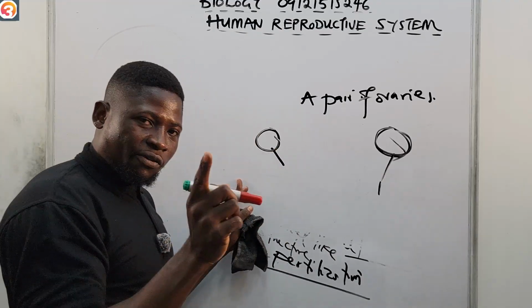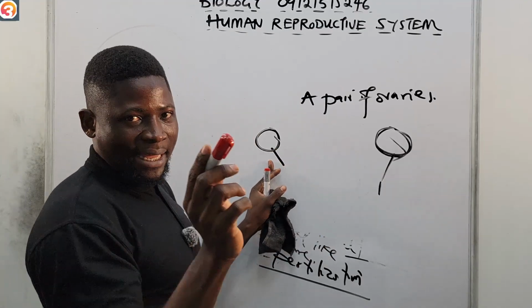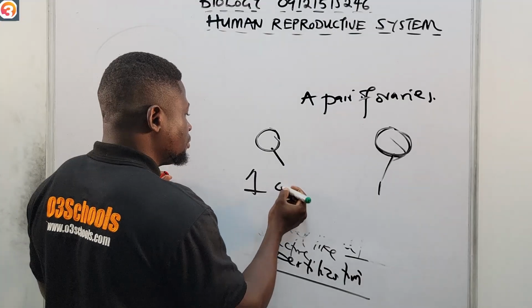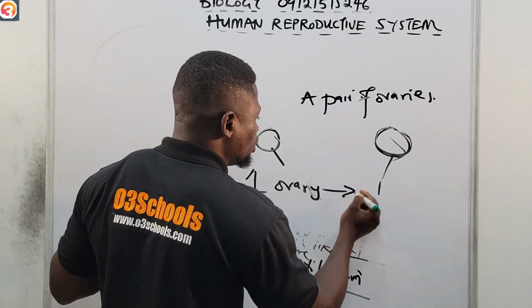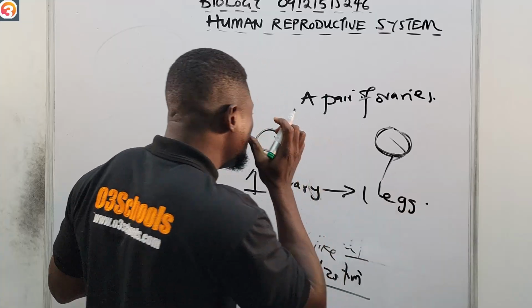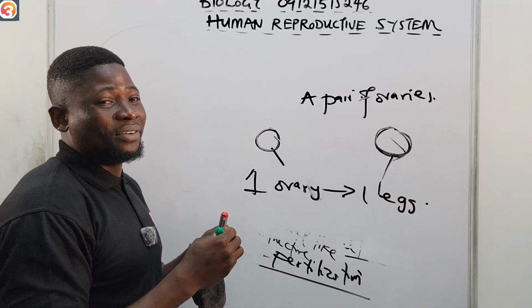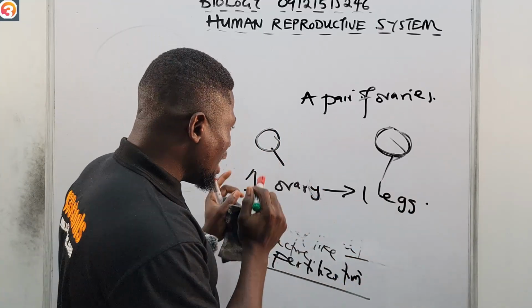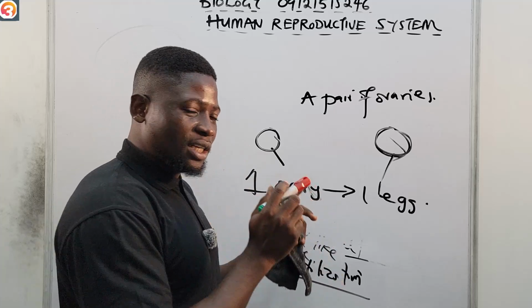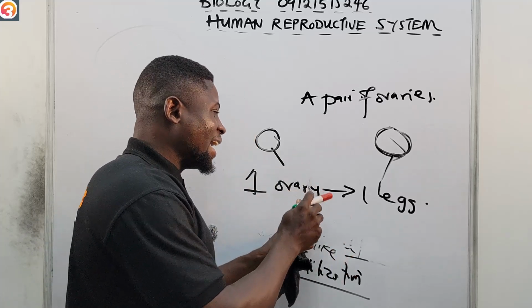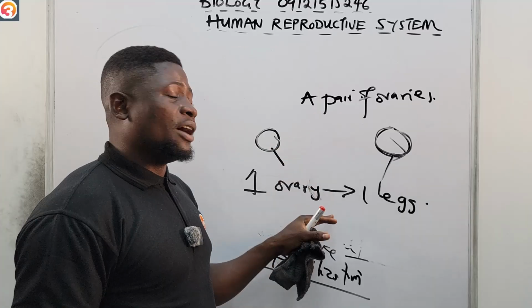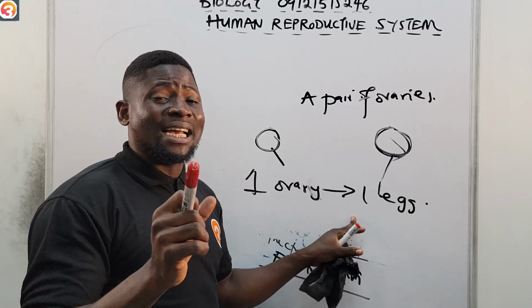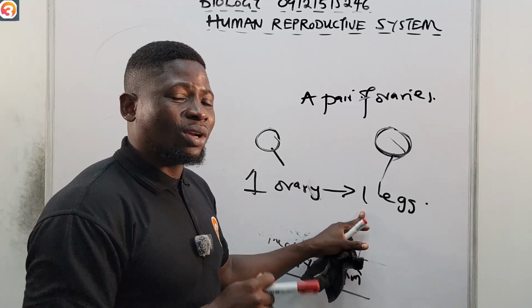So one ovary will give you one egg. You cannot have two eggs being released in a month. One ovary has to release one egg, and it is that one egg that will now go and fuse with the sperm. Now if fertilization does not occur, what now happens?